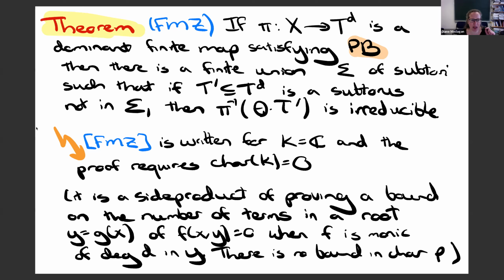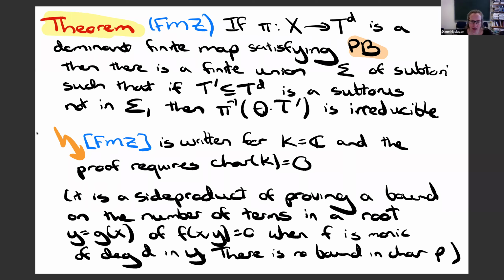From my perspective, though, from the applications I wanted to use it for, there was one issue, and that's that the paper is written for the complex numbers, and the proof really does require characteristic 0. If you look at the proof naively, you see that there's some resolution of singularities. But I think more serious is that some of the Galois theory in the proof is not going to work in arbitrary characteristics. So it's not the case that someone comes along and proves resolution in characteristic P, and suddenly this result holds in arbitrary characteristic.